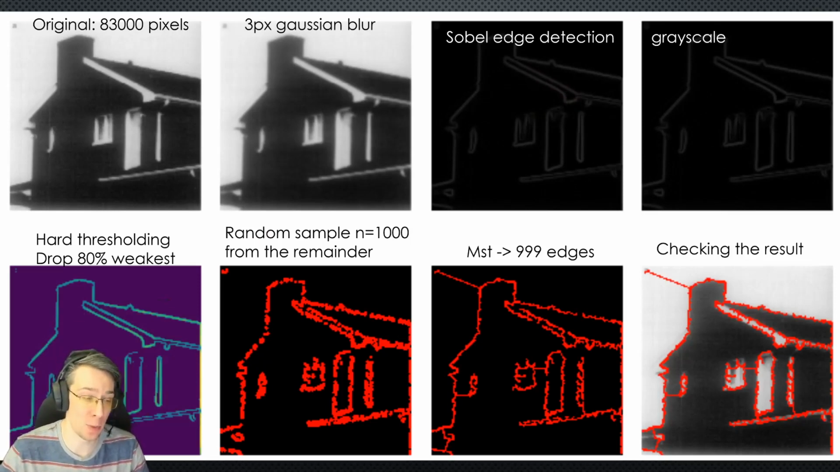So I just kept the top 20% brightest pixels, and I showed it in false color here just to make it easier to see. Then again, to cut down on the amount of data, because this is still thousands of edge-detected pixels, I took a random sample of those pixels. I took 1,000 from those I didn't drop with hard thresholding, and then I constructed an MST from that. So 1,000 vertices means 999 edges in the minimum spanning tree. I checked the result, and it actually looks quite a bit like what these guys came up with in the paper.